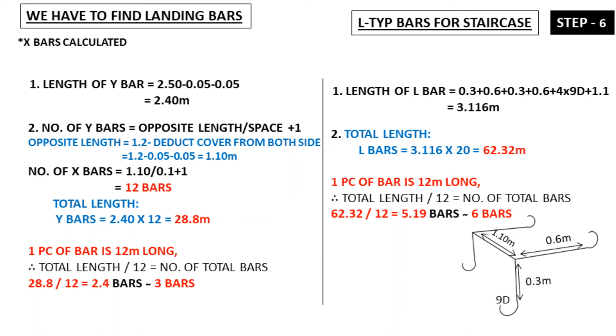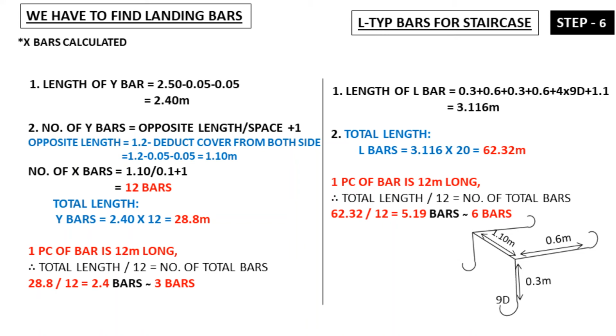Now here we have to find the landing bars. I have written X bar calculated. How? Well, X bars of landing 1 are tied with slab reinforcement. Hence, there is no further need of calculating the steel required for landing 2. The X bars of landing 1 are already added and calculated in the waist slab.